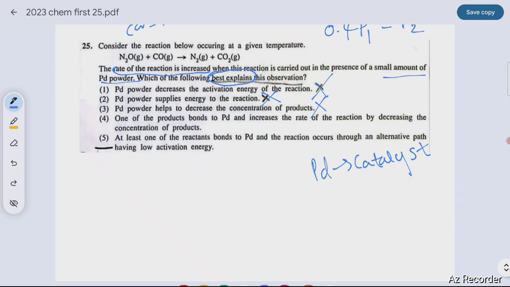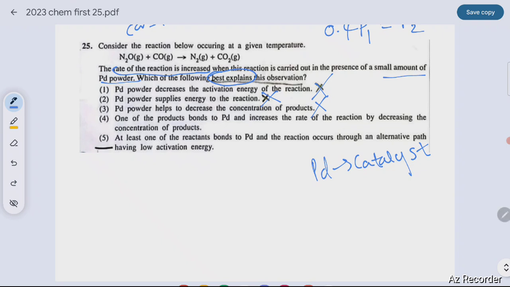Whether you add a catalyst or you don't, in both cases you get the same concentrations. The only change is that you get the same amount at a smaller time, which means the rate is increased by using a catalyst. So we can get the products in less time, but there is no change in the concentrations we obtain. So this is also wrong.